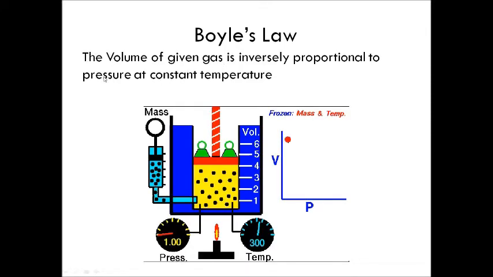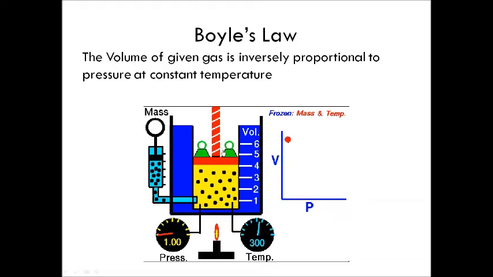So, first of all, the statement of Boyle's law: the volume of a given gas is inversely proportional to pressure at constant temperature. The statement of Boyle's law is very simple. If the volume is inversely proportional to pressure, it means if pressure increases, the volume must decrease, and if pressure decreases, the volume must increase.